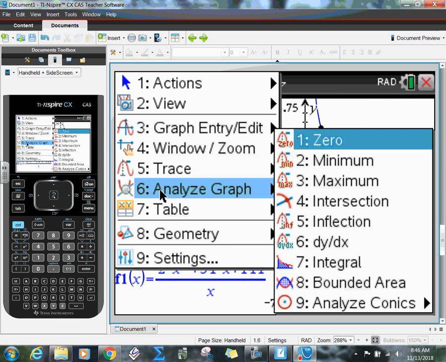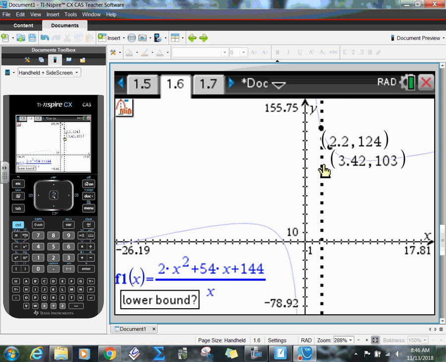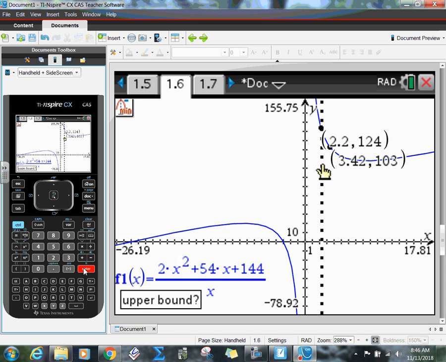Minimum. I want a minimum where x is around 8. So this is my enter value, and then I want to go over here. This will work. Ooh, I found one.